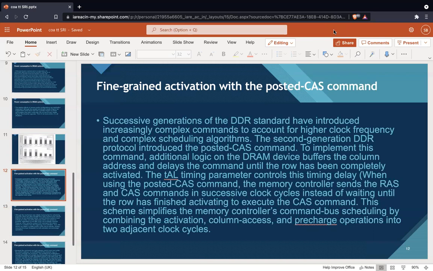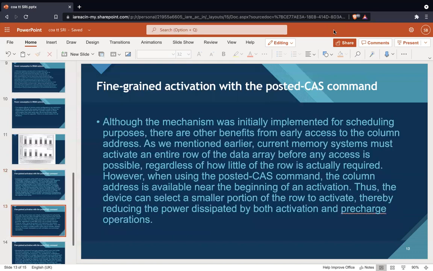When using the posted CAS command, the memory controller sends the RAS and CAS commands in successive clock cycles instead of waiting until the row has finished activating to execute the CAS command. This scheme simplifies the memory controller's command bus scheduling by combining the activation, column access and pre-charge operations into two adjacent clock cycles. Although the mechanism was initially implemented for scheduling purposes, there are other benefits from early access to the column address.